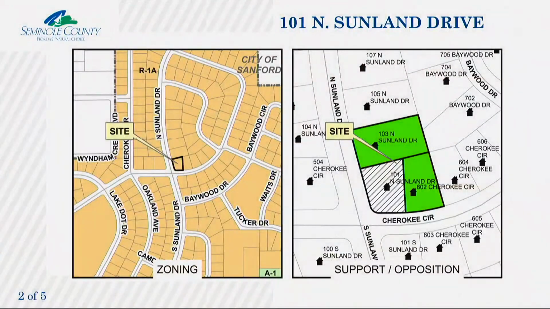Last item. Item number 9 is a variance request for 101 North Sunland Drive, located in the Sunland Estates subdivision. The request is for a front yard setback reduction from 25 feet to 20.5 feet for an addition in the R1A zoning district. The subject property is a corner lot and has 2 front yards for setback purposes. The front of the house faces Sunland Drive. The Cherokee Circle side is where the variance is being sought.